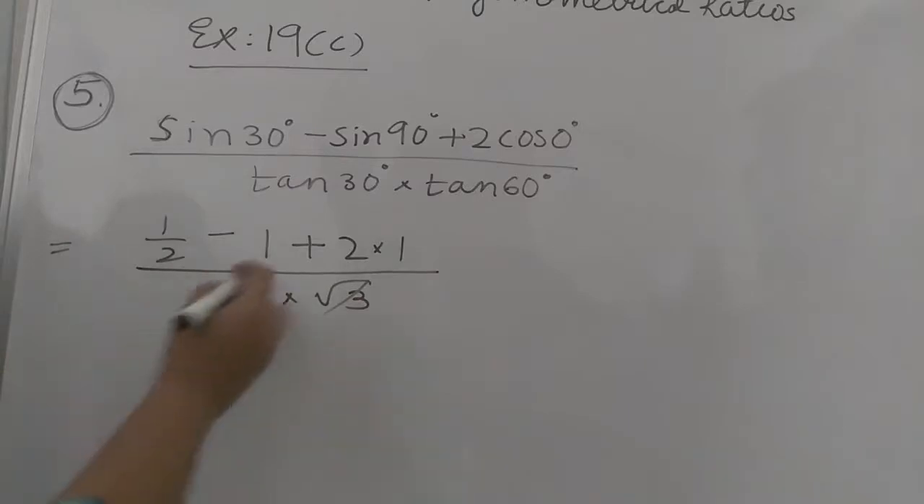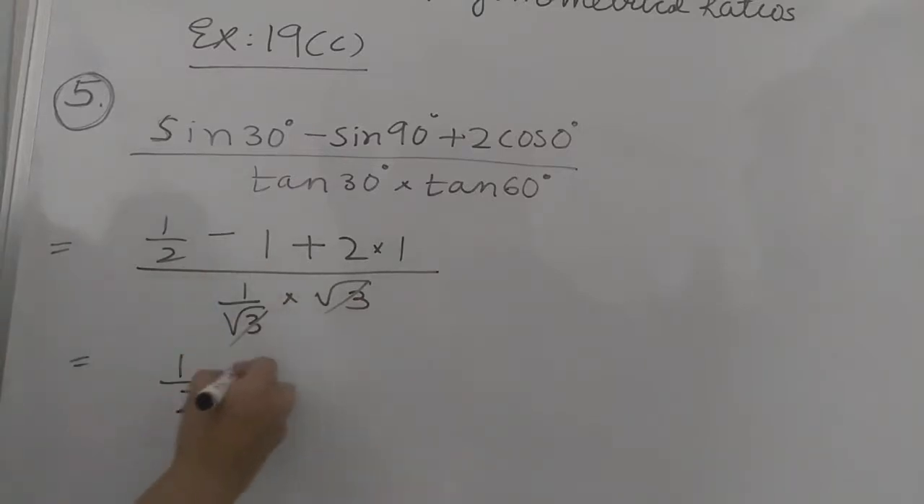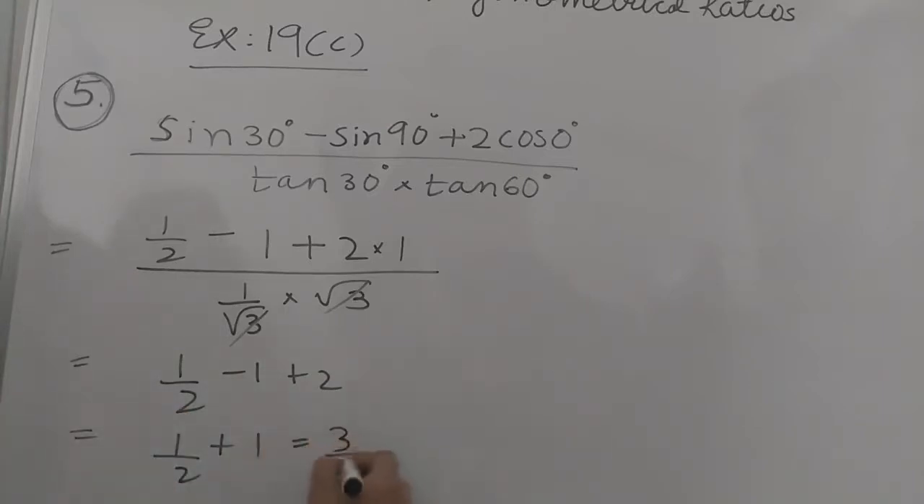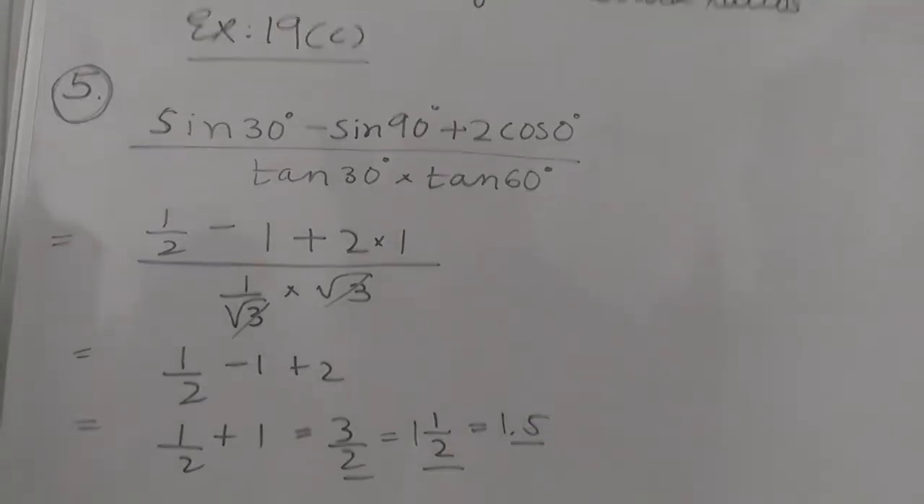And here we write 1 by 2 minus 1 plus 2. Denominator no need to write. Now here 1 by 2 plus 1 plus 2 minus 1. So this becomes 3 by 2 by taking LCM, or in another way you can write one integer 1 by 2 to write it in a proper way. So this is one integer 1 by 2 or 1.5. Any answer is acceptable. All are correct here. So this is our question 5.